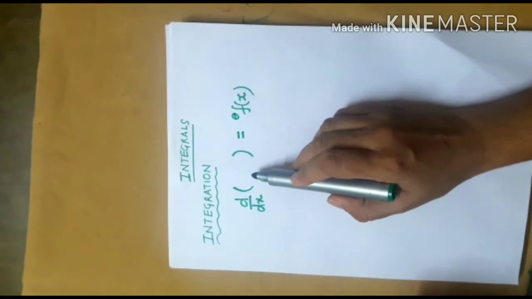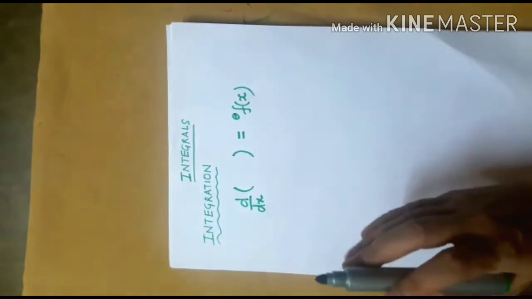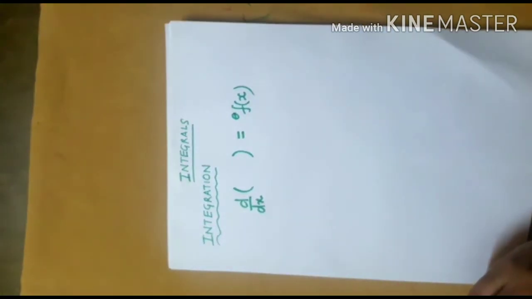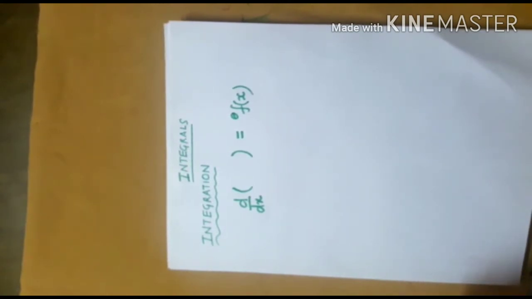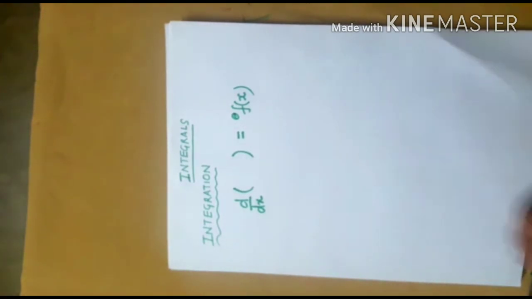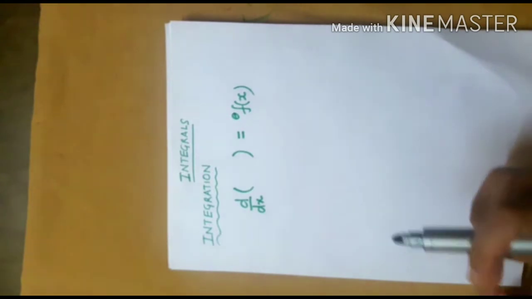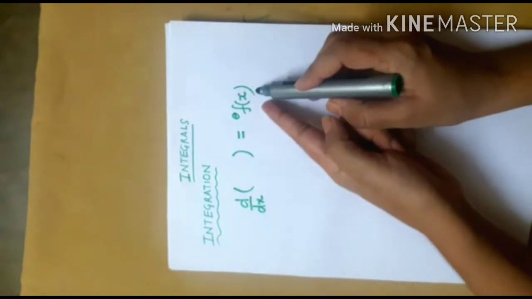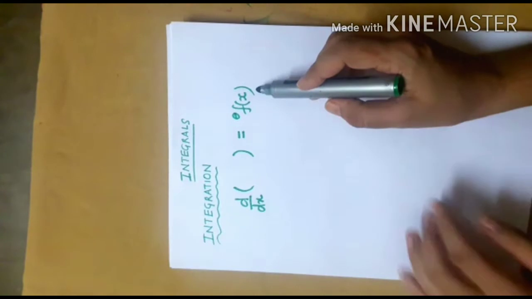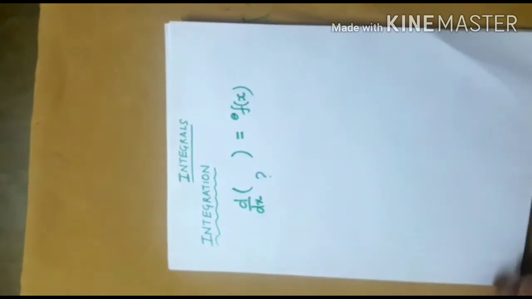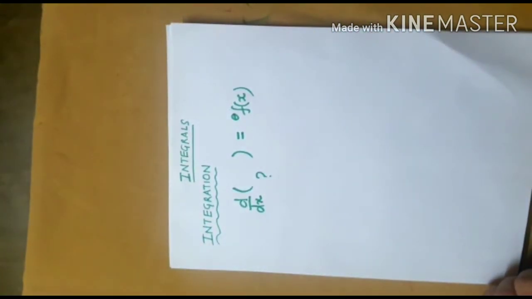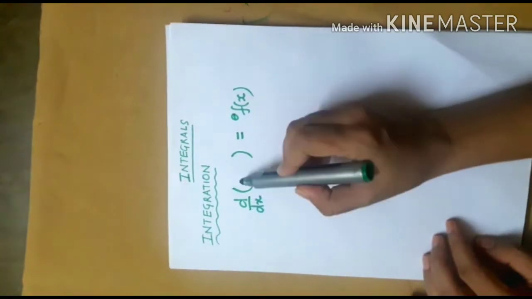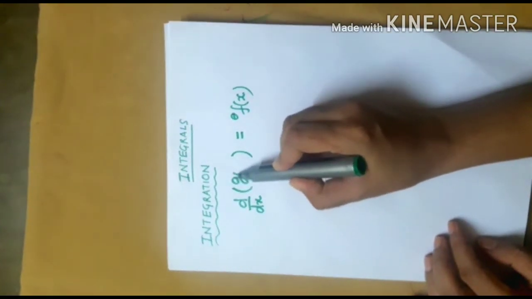In the chapter on differentiation, you were given a function and you were asked to find its derivative. That means the function was given and you had to find the derivative. Now the question is reversed. You are given the derivative of a function and you are to find out this function. Right? Now, let this function be g(x).